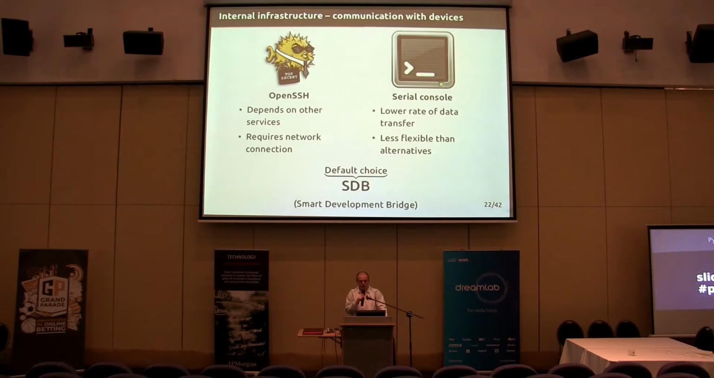compared to the other protocols that we could use. So the default choice for the communication with devices is Smart Development Bridge, used in the whole Tizen development, which combines the best of both worlds. It depends only on a single service that is already available on all of the Tizen system images. It provides us with shell, file transfer, and the data rate is decent. It's enough for our needs.